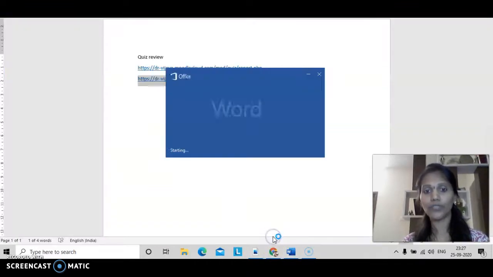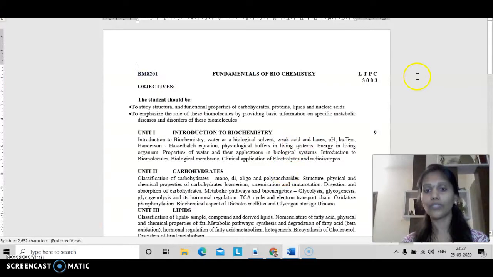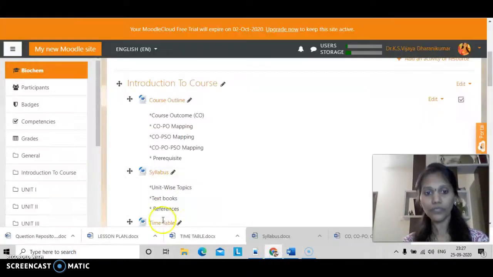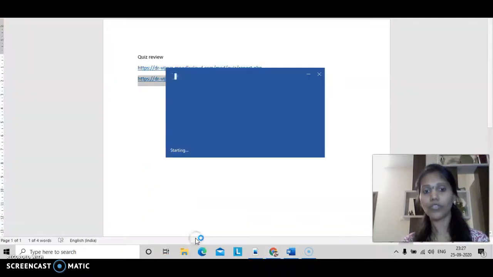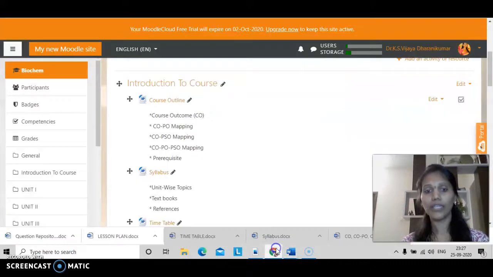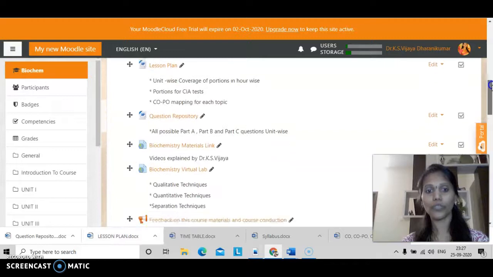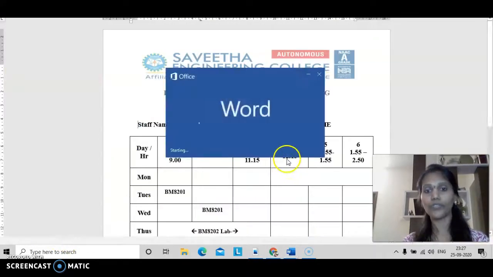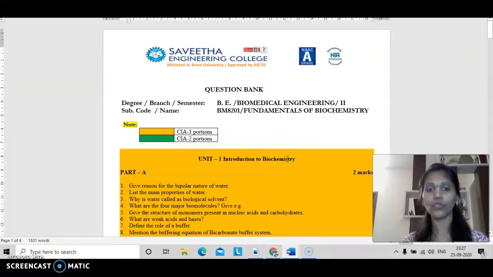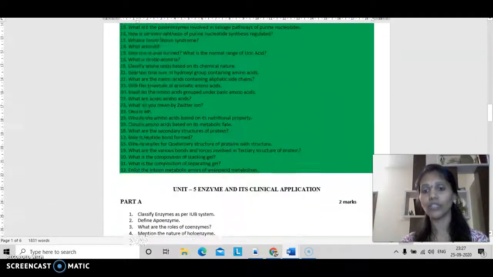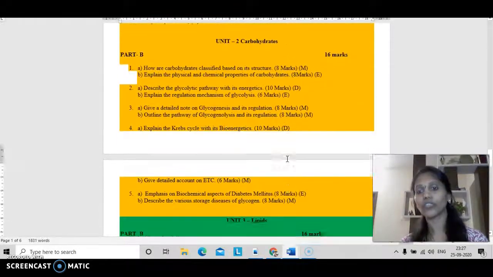So the syllabus also I have downloaded. This is the syllabus, the full syllabus I have given. And then the timetable, yes, the timetable is also downloaded, and this is what it looks like. And then the lesson plan is also given, and then the question repository and materials. If you see the question repository, I have given all the unit-wise questions, 2 marks and detailed answers, all that has been given here. So these are all 2 marks and these are all 16 marks.